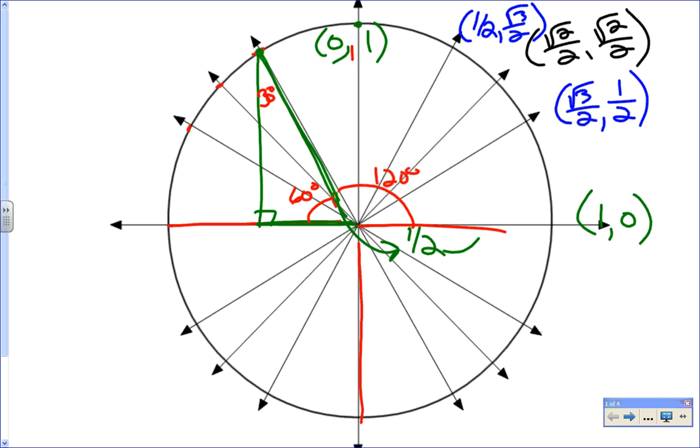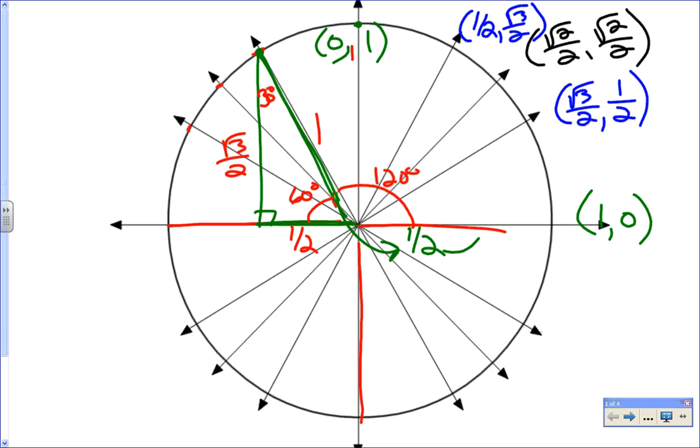And so we know with the 30, 60, 90, the hypotenuse being 1, we've got 1/2 and square root of 3 over 2 to work with. Those are the other two sides. They have to be, if the hypotenuse is 1. 1/2 goes here, square root of 3 over 2 goes here, but you have to make one slight adjustment. And what is that slight adjustment?